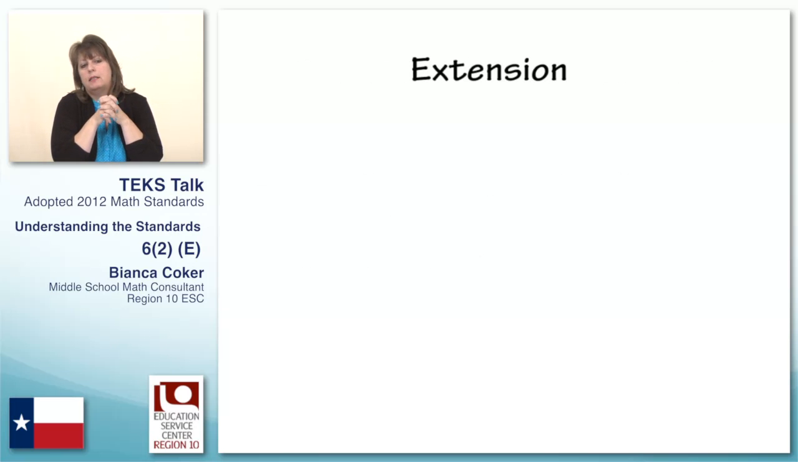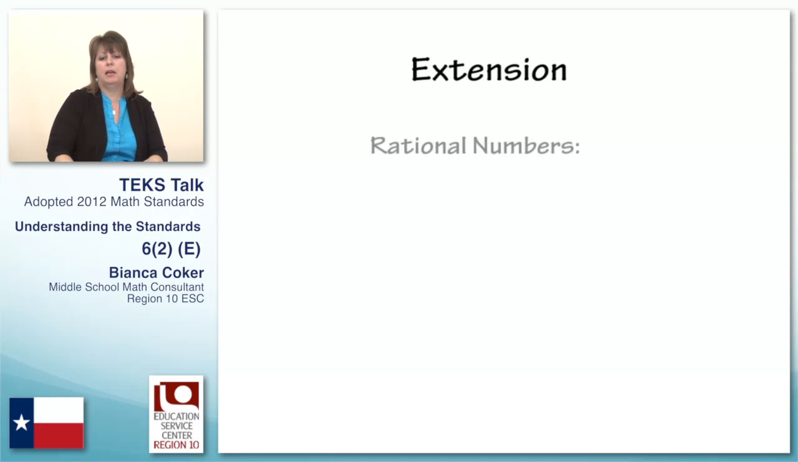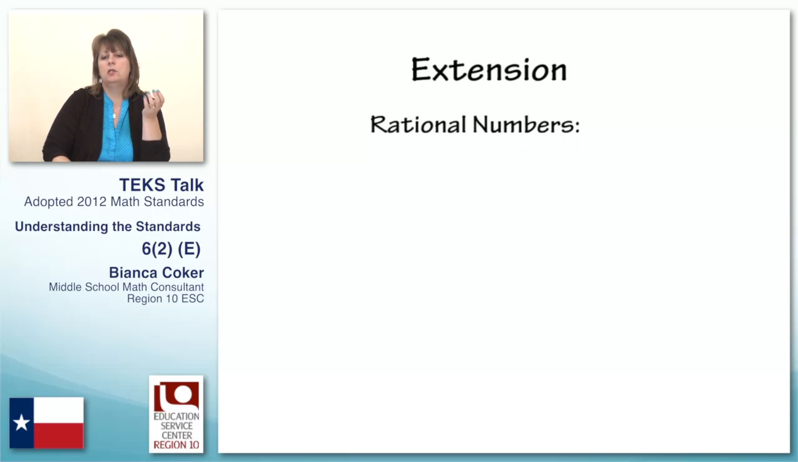Now, looking at some extensions and why we even want to do this. Some extensions beyond rational numbers is when we go to rational expressions. This is when we have fractions with variables as part of the numerator or the denominator or both. And we can understand rational expressions as part of a whole, or we can understand them as part of a group or as division. We have lots of ways of thinking about this.